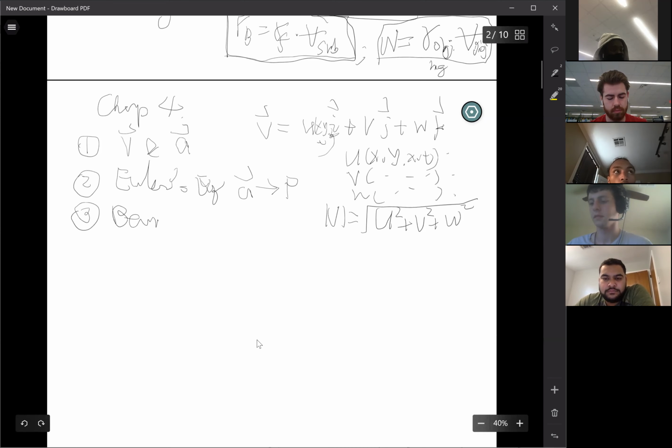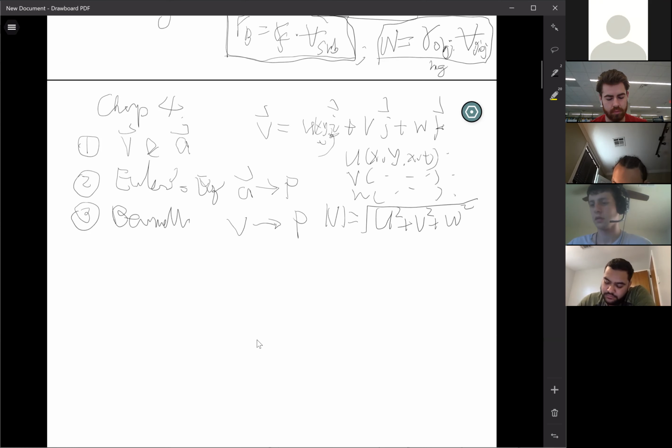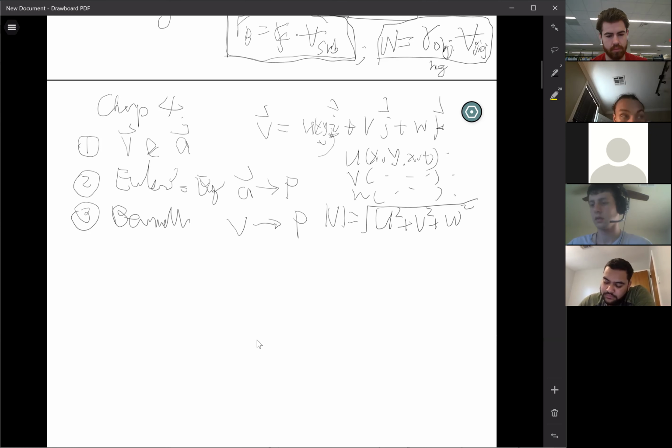Number 3 is Bernoulli. Of course, Bernoulli will be easier, from velocity to pressure. The velocity field is much easier to measure. That's why we use Bernoulli way more than the Euler equation, right? The Euler equation is from the acceleration.